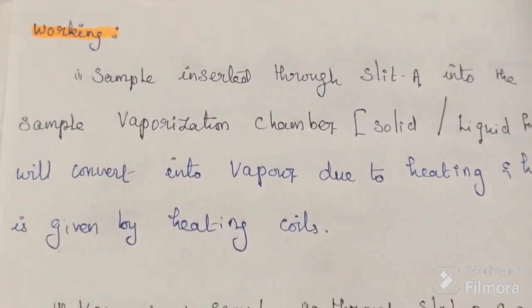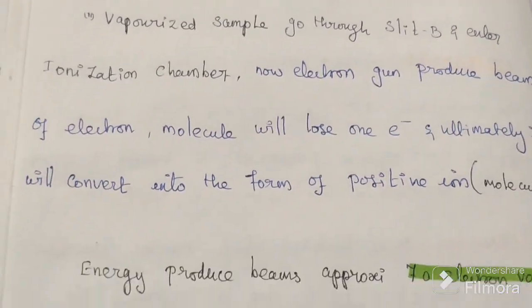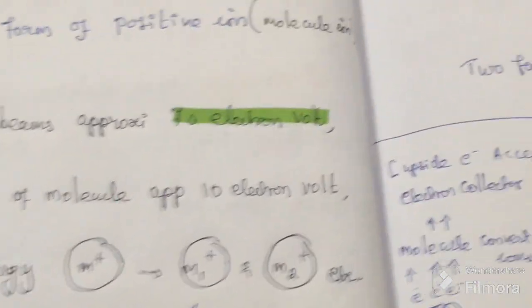So in this video we discussed the parts and working principle of the mass spectrometer, and its advantages and disadvantages.